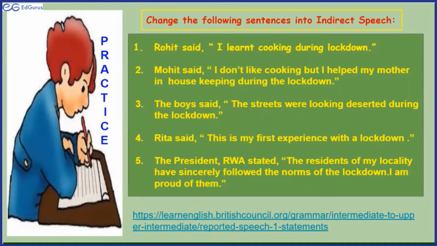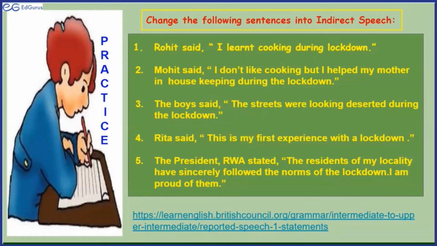Rita said, this is my first experience with the lockdown. Rita said that this was her first experience with the lockdown. This would be changed into that. Sorry. Okay, there will be two that's definitely. Rita told that that was her first experience with the lockdown.